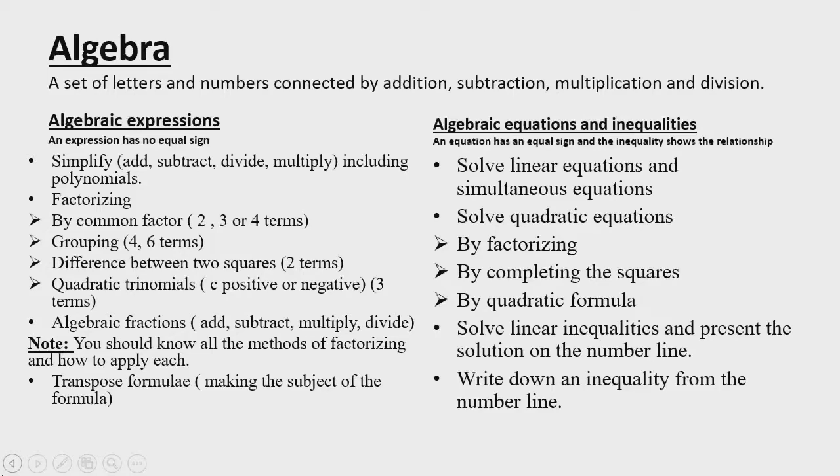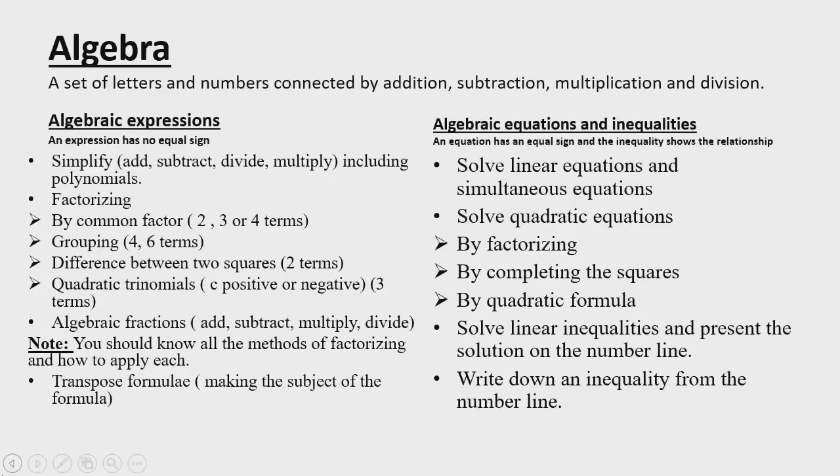When you simplify, you either add, subtract, divide, multiply, including the polynomials. We factorize by common factor. We factorize by grouping. We factorize by difference between two squares, and we also factorize quadratic trinomials. My dear students, you need to know how to factorize each expression very well. And algebraic fractions as well are under algebraic expressions, where you need to add, subtract, multiply, and divide. You should also know all the methods of factorizing and how to apply them, because algebraic fractions sometimes take you back to factorizing so that you can simplify those expressions.